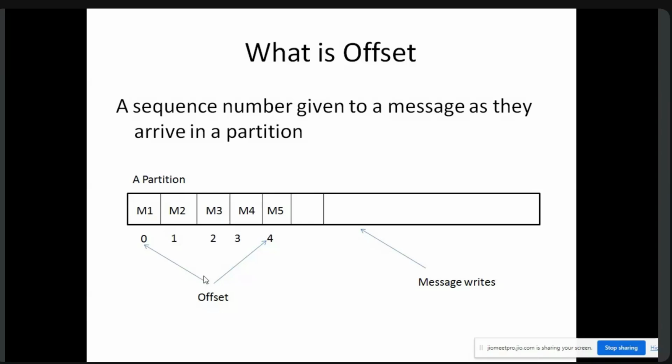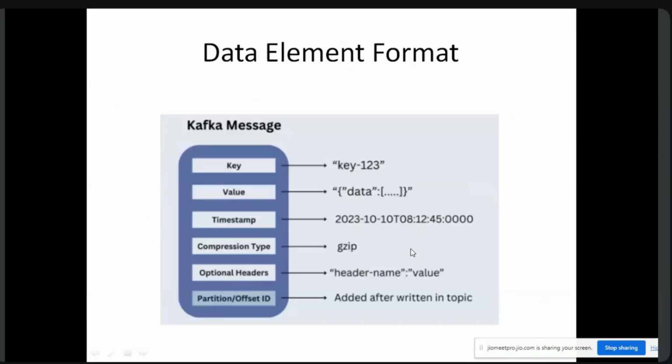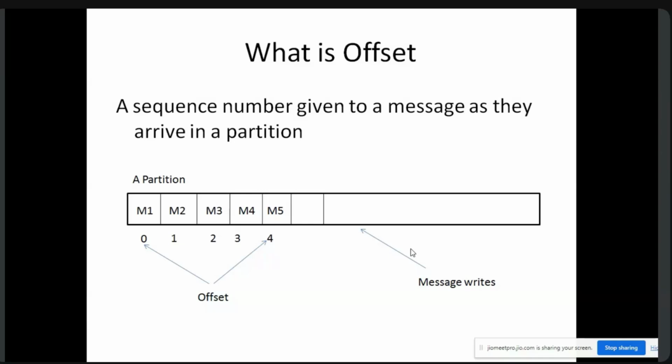So if someone asks you what an offset is, you can say that whenever messages are written to a partition, each message is given a unique number, and that unique number is called the offset. The messages will always be appended to that partition. It's not possible that the latest message comes and is written in the first position. That is not possible.